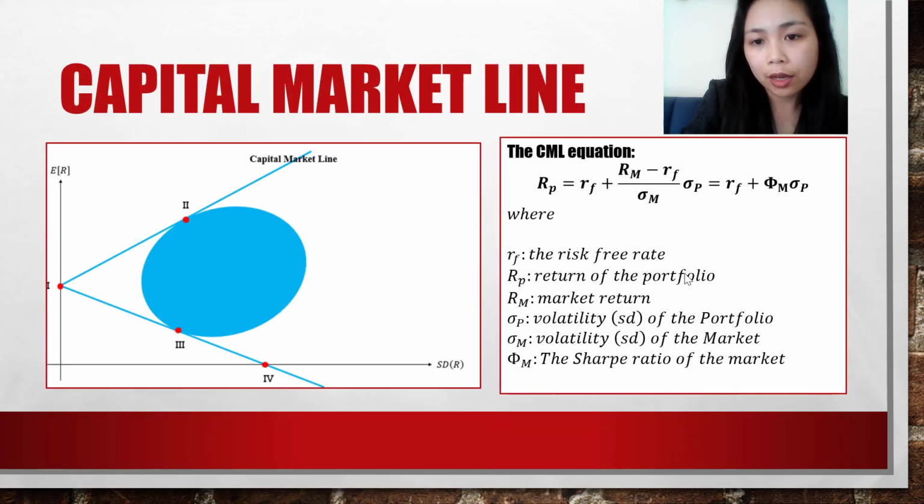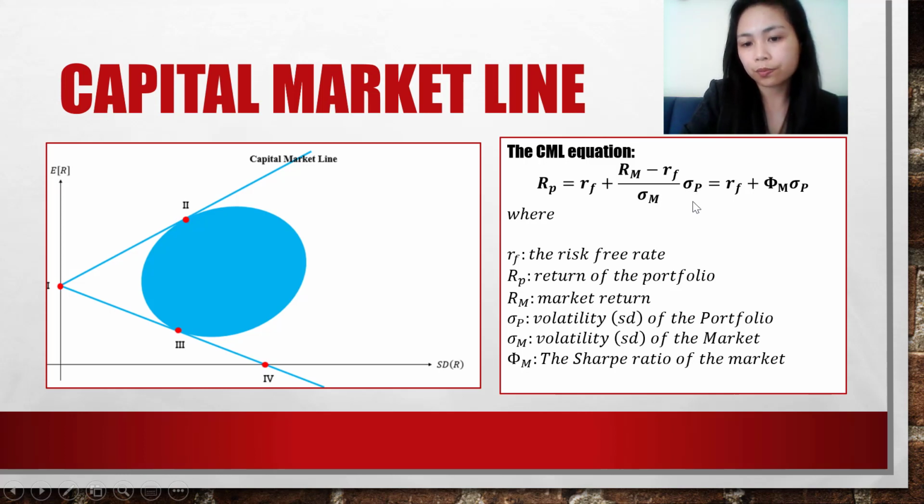The capital market line equation is RP is equal to RF plus (RM minus RF) over sigma M, times sigma P. Here RP is the return of the portfolio, P stands for the portfolio, RM is the return of the market portfolio, M stands for the market, RF is the risk-free return rate, and sigma M is the volatility of the market. Sigma P is the volatility of the portfolio.